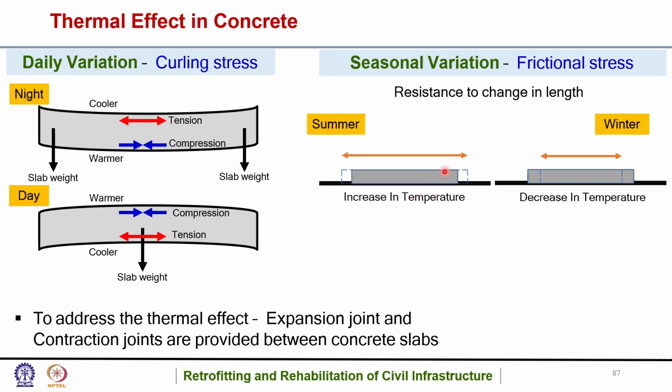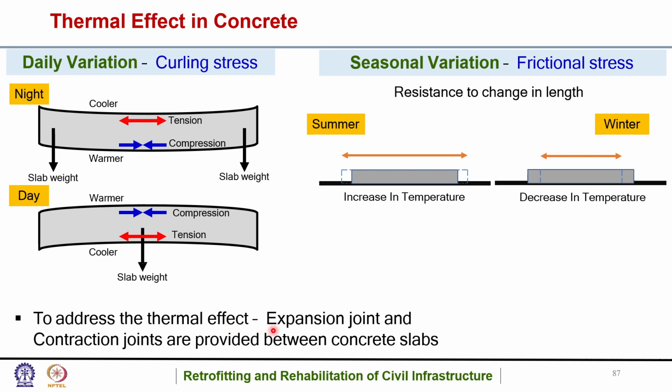Okay, the summer season will basically result in the increase in length. That is alpha L delta T, and the winter will result basically in shrinking. So that is the opposite variation, and that variation basically tries to resist. That is the reason why the frictional stress is created.